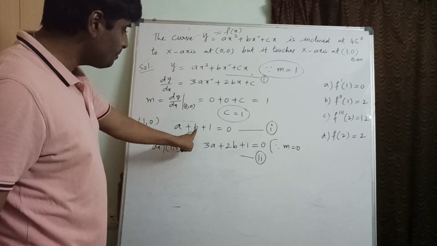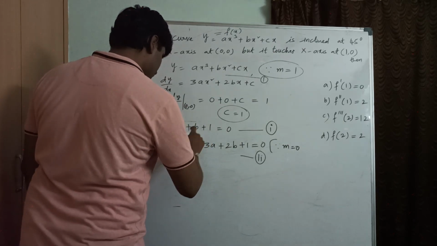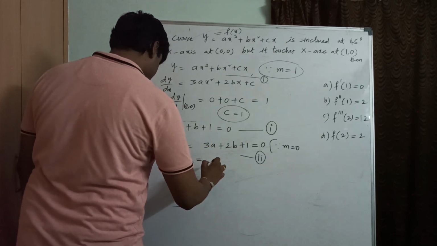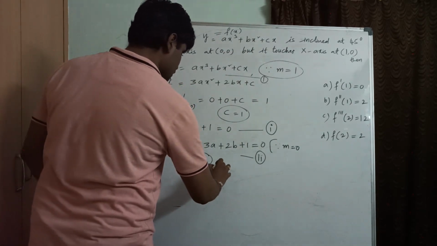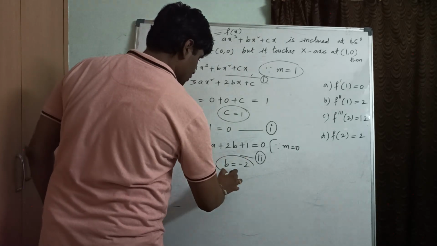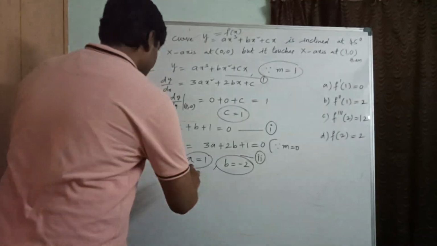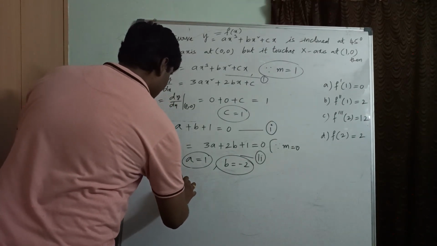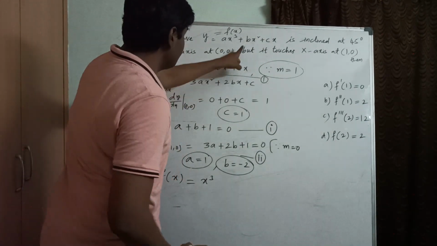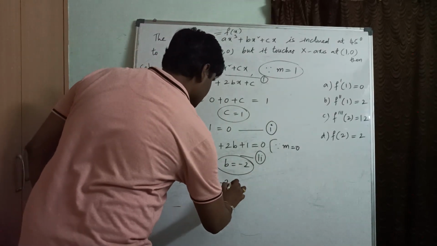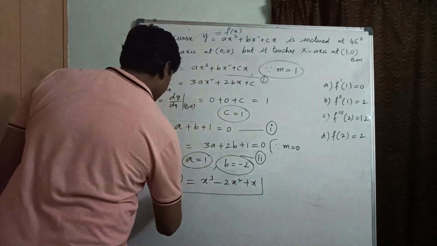Multiply this with 2, so 2b will be cancelled here. So a equals 1. Whenever a equals 1, if you substitute there, the b value is minus 2. Hope you can understand how to solve that. So a, b, c known, this function will become original. What is the function now? f of x equals ax cube, so 1 into x cube, plus bx square, and b is minus 2, so minus 2x square, plus cx, and c is 1, so plus x. So this is our function.